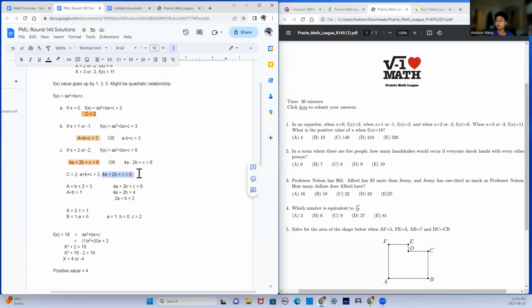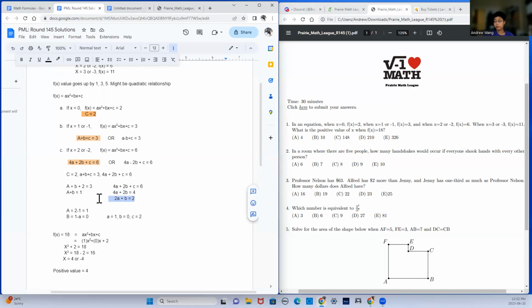Now we'll take the 4a plus 2b plus c equals 6 side, and we narrow it down. c is still equal to 2. We substitute into the equation. Now 4a plus 2b equals 4. And now we divide the entire equation by 2. Everything's divided by 2, and we get 2a plus b equals 2.